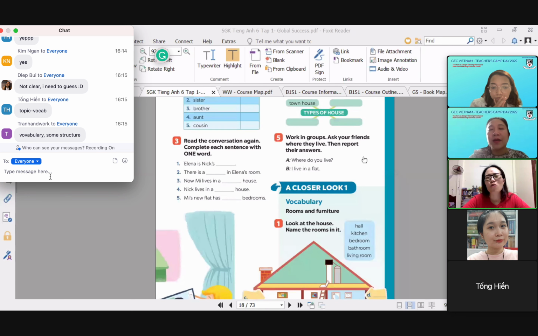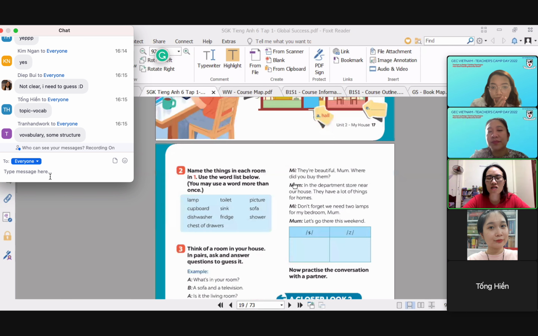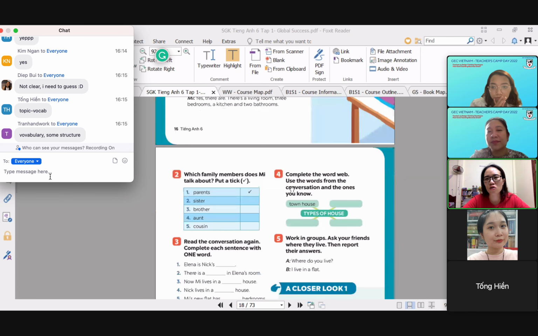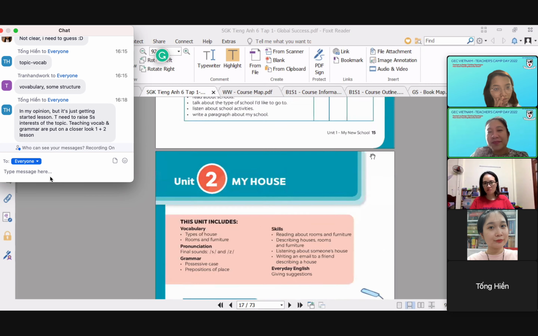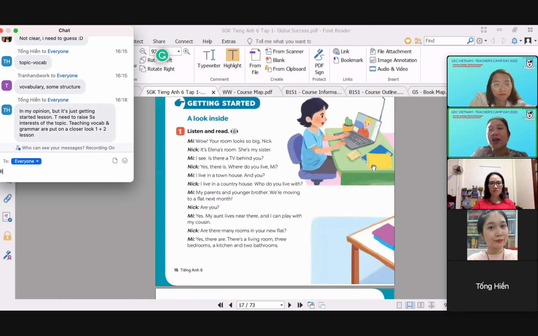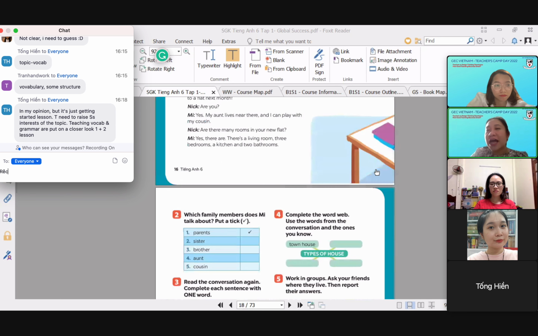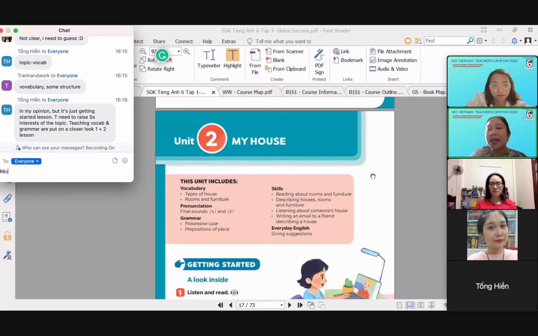Okay. Yeah, well, not really because I also read the textbook, so I kind of combine both of them. That's good. Yes, that's a very smart answer. Yes, exactly. Okay. In my opinion, in the getting started lesson, I need to raise student interest in the topic, teaching vocabulary. Put on Closer Look 1 and 2 lessons. Okay. Yes, it depends on how you organize your ideas. It means that you are applying design thinking.